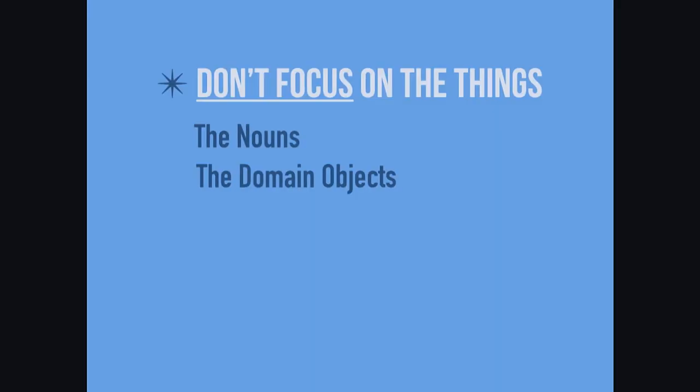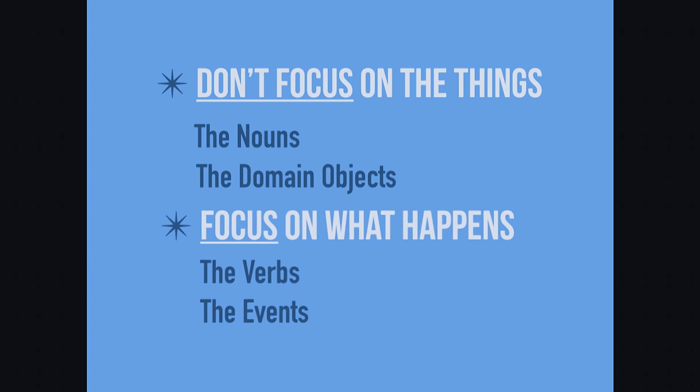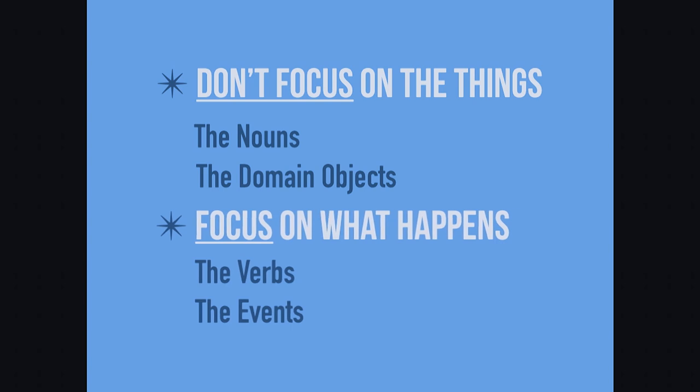And Greg Young once said that when you start modeling events, it forces you to think about the behavior of the system as opposed to the structure of the system. So what we really need to do here is not focus on the things as we are used to, the nouns, the domain objects in the system, but focus on what happens in the system, the verbs, the events in the system.